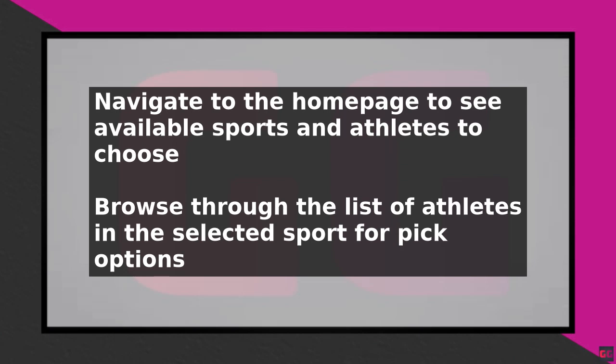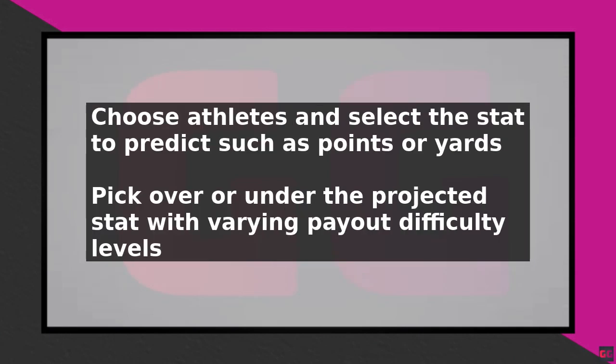A key concept to understand when using PrizePicks is the concept of over and under picks. An overpick is when you predict an athlete will exceed the projected stat, while an underpick is when you predict they will fall short. It is essential to research and analyze the athletes and their past performances to make informed picks. Another important concept is the payout structure.